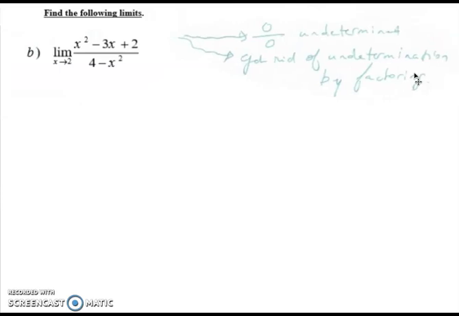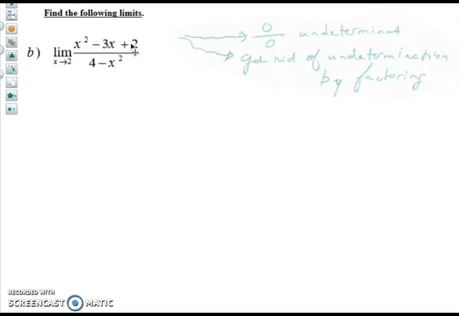We have to get rid of undetermination by factoring the numerator and the denominator. Why are we thinking of factoring? Because the 0 in the numerator is coming from a factor that is x minus 2, and also in the denominator we have the factor x minus 2. Then we take the roots of the numerator and the roots of the denominator.